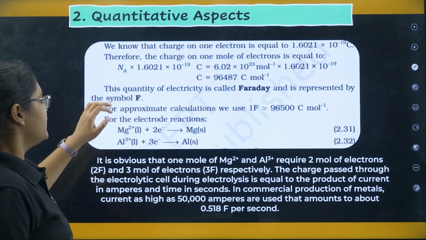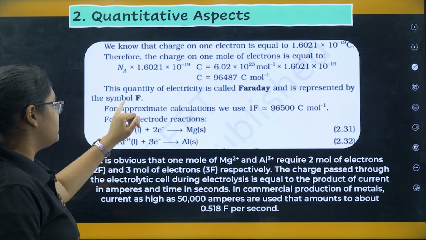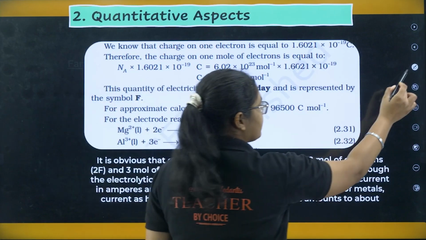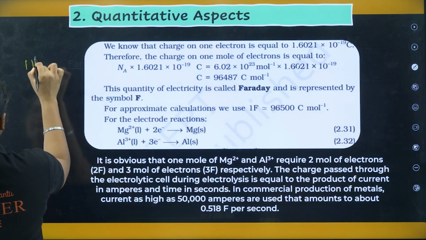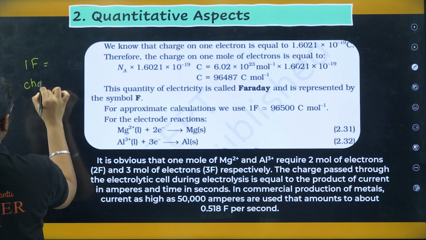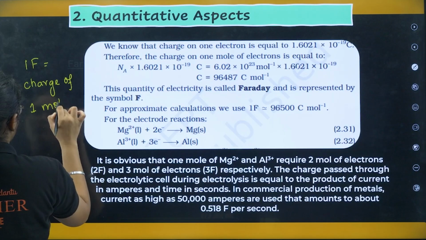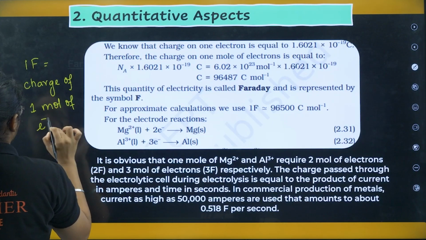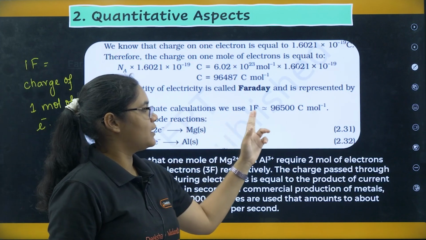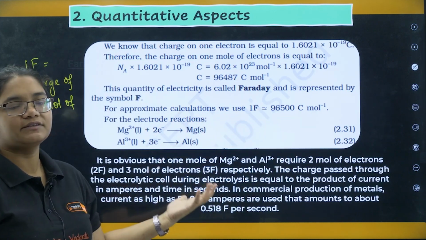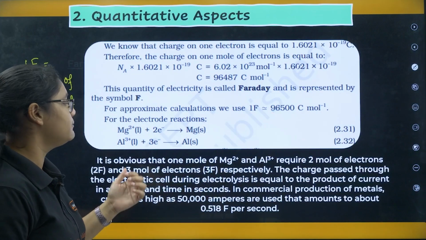This value is called 1 Faraday. This quantity of electricity is called Faraday and is represented by the symbol F. So we can define 1 Faraday as the charge of 1 mole of electrons. For approximate calculations, we use 1 Faraday equal to 96500 coulomb. We just round it off and take it as 96500 coulomb per mole.